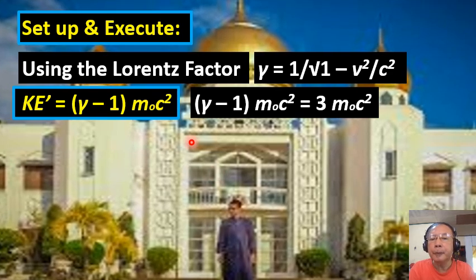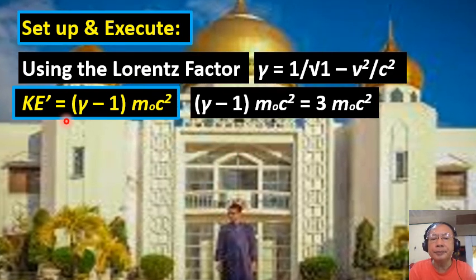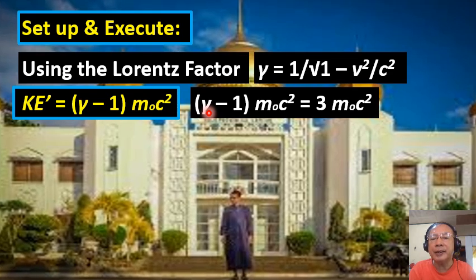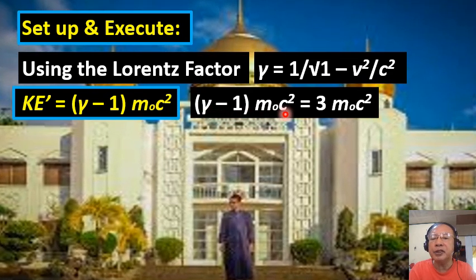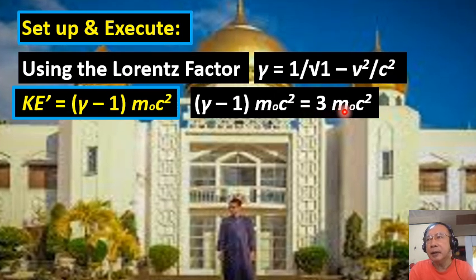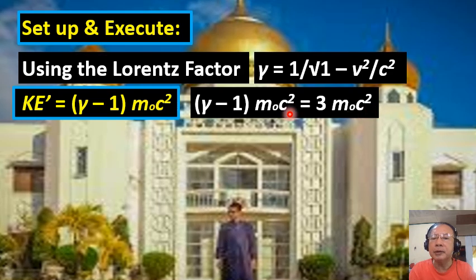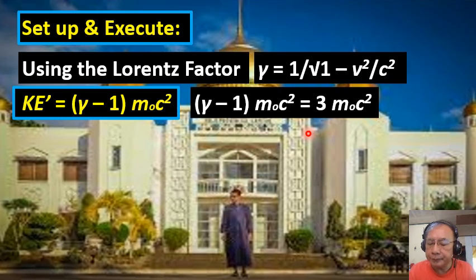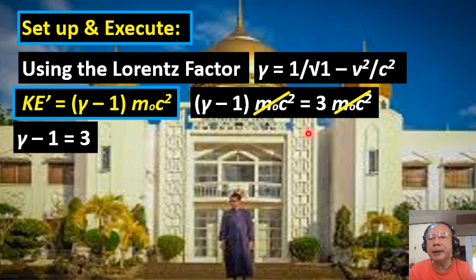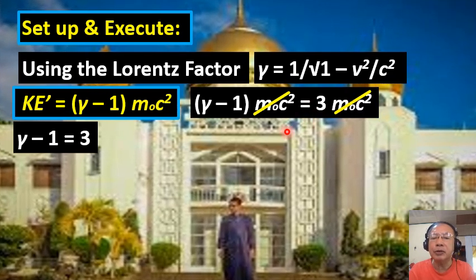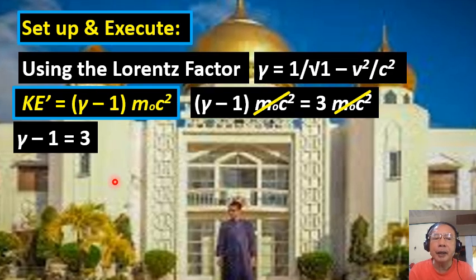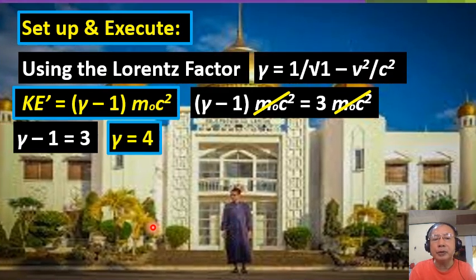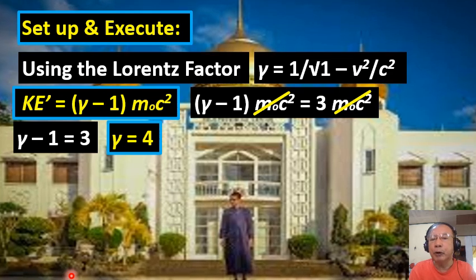And based on the problem, okay, this relativistic kinetic energy Ke prime, already expressed in terms of the Lorentz factor, that is, quantity gamma minus 1 multiplied by m naught c squared, is equated to 3 times the rest energy, or 3 times m naught c squared. And then we're going to solve for the value of the Lorentz factor gamma. All right. We can in fact cancel m naught c squared on both sides of the equation. So we're able to simplify and have gamma minus 1 equals 3. That is, the value of the Lorentz factor gamma is equal to 4.